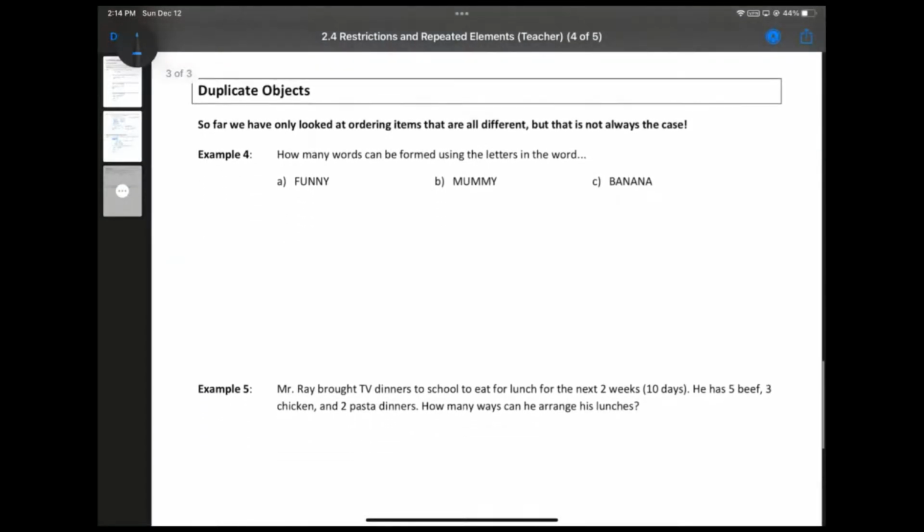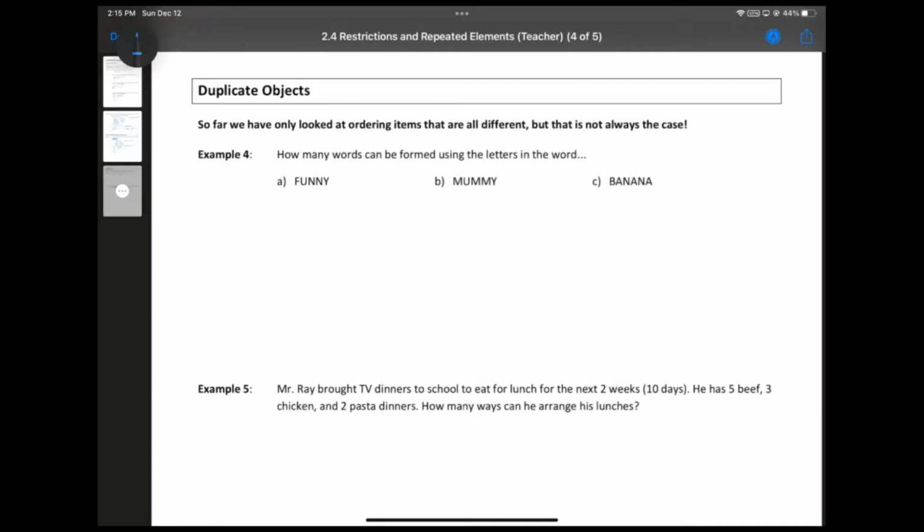Last kind of idea for the day is duplicate objects. So far we've been rearranging words that have 4 letters or 6 letters where they're all different. Here we're going to rearrange words where the letters are the same. Words are an easy thing to do, but there are lots of different examples of things that could be arranged with duplication that we're going to see in a moment. But for now, here's what I want you to think about.